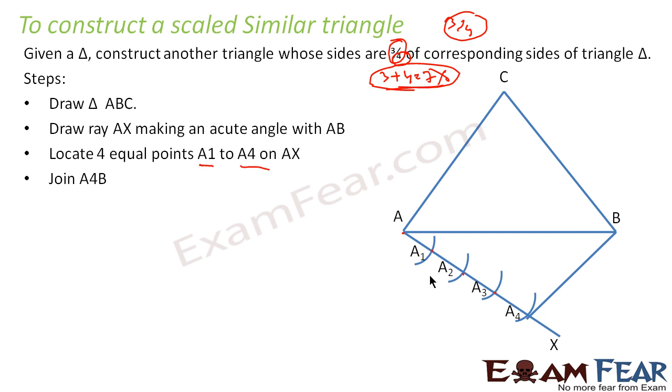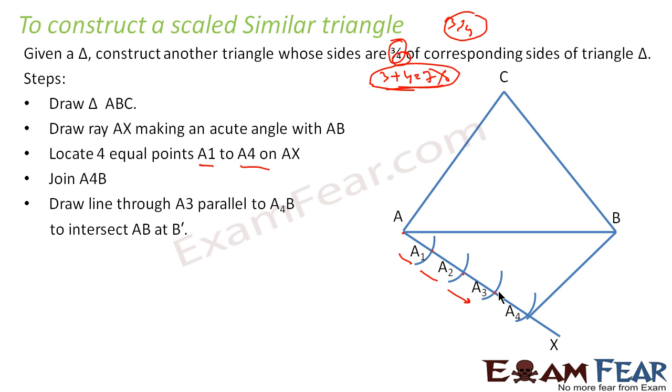Since it is 3 by 4, now I will take this point, because this is 1 unit, 2 units, 3 units, this is 3 units and this is 4 units. So from A3 we will draw a parallel line through A4B. So I will draw this parallel line. So the lines are parallel, and this line intersects AB at B dash. So this point is B dash.